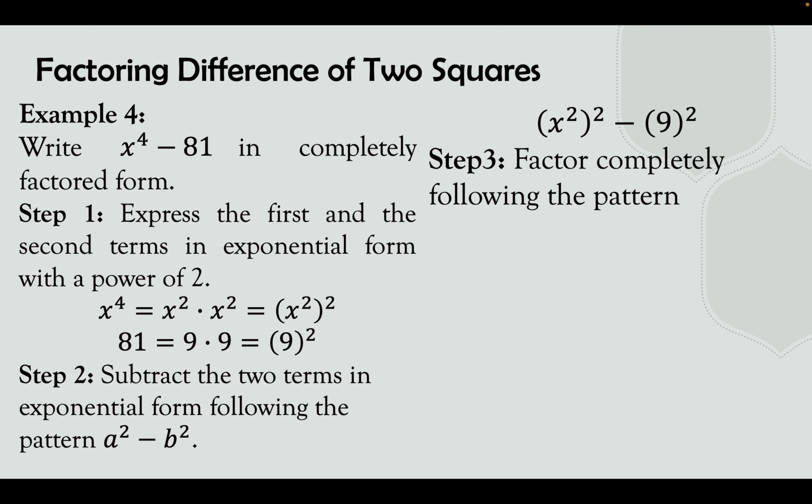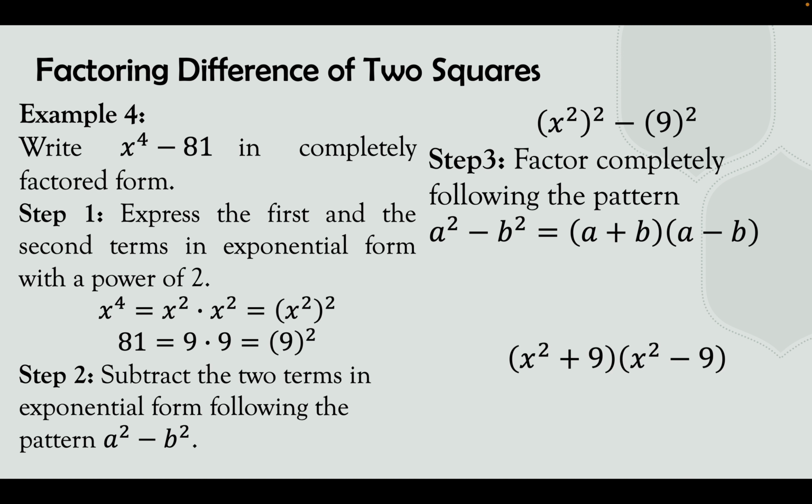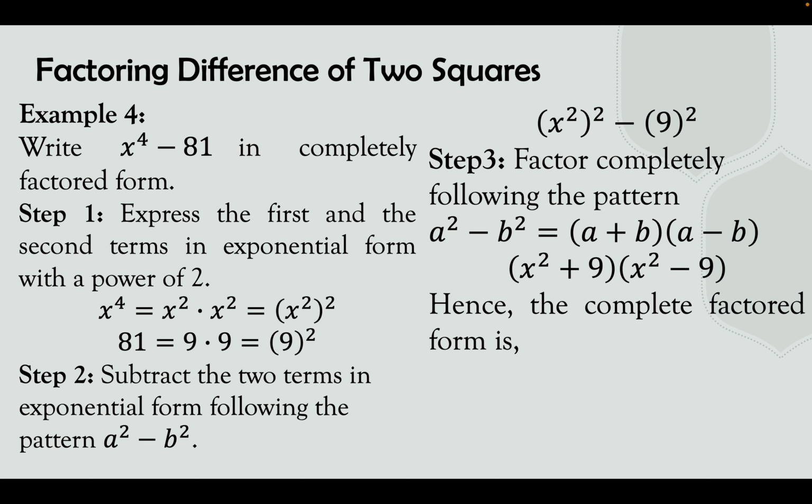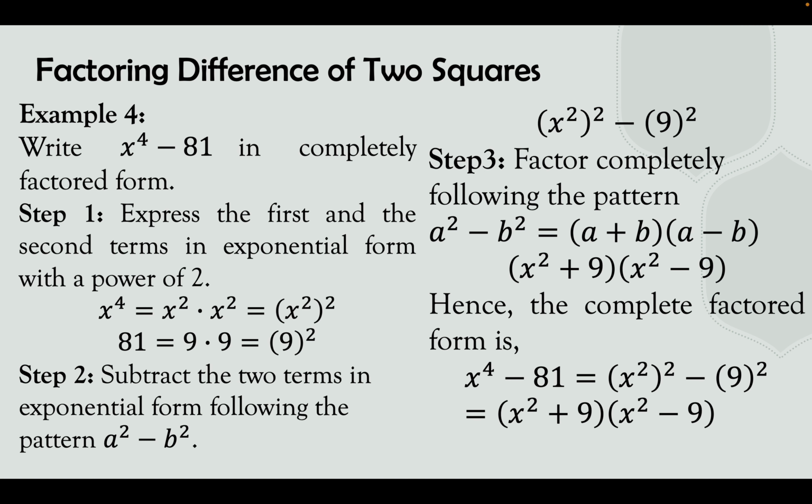Factor completely following the pattern. We have a plus b times a minus b. So we have x squared plus 9 times x squared minus 9. Hence, the complete factored form is x raised to 4 minus 81 equals x squared raised to 2 minus 9 raised to 2 equals x squared plus 9 times x squared minus 9.